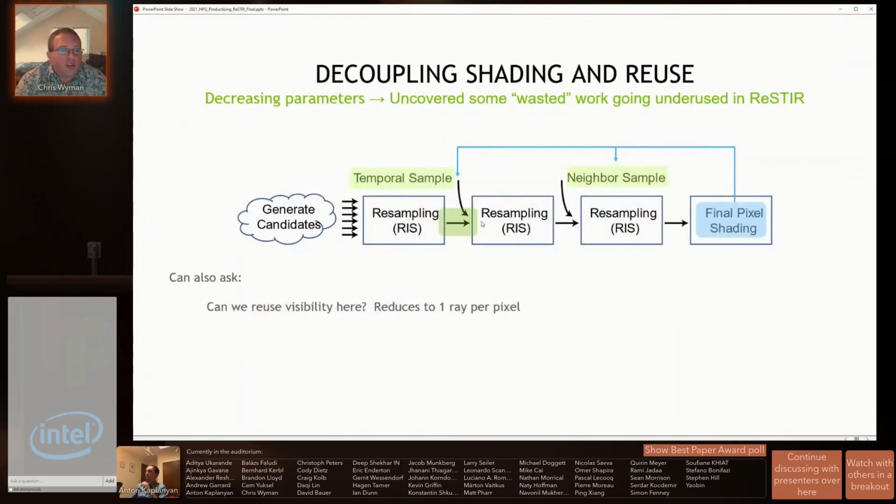Now, one other thing we can do is, if we're reusing visibility for the temporal sample, we could also ask, well, if we use a spatiotemporal neighbor from the prior frame, maybe we could reuse visibility for our neighbor sample as well. And that would reduce our visibility cost further to 1 ray per pixel. Now, this does add bias, but it's a controllable knob. We don't need to reuse every neighbor visibility. We could only reuse those that are, say, within a couple pixels of our current sample, because those are more likely to be valid. The ones that are further away, we should probably retrace. So that's a controllable knob where you can tune the radius: how nearby do you want to reuse visibility?